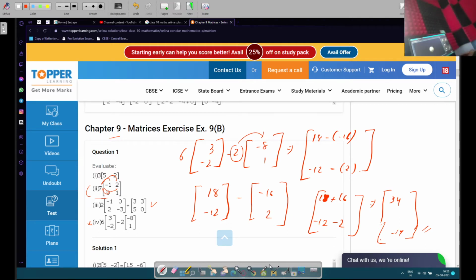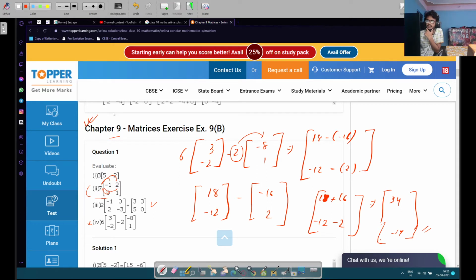So is there any doubt regarding this topic? If you have any doubt regarding this multiplication, let me know right now. Okay, so we'll move on now. Okay, so this is done. I don't think there's any doubt regarding this multiplication, right?